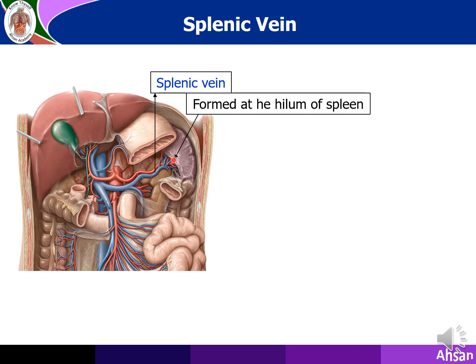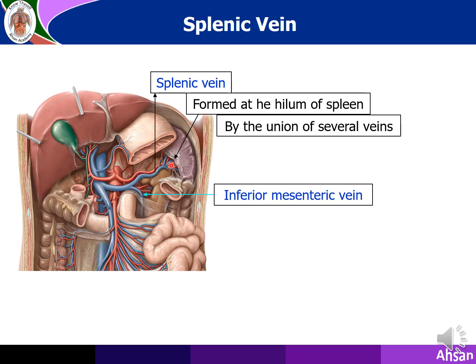So the spleen has a hilum. The number of small veins coming out through this hilum fuse together to form this splenic vein. So a series of veins are there. Actually, the spleen has a lobulated appearance, and from each lobe these veins are coming out. This splenic vein on the way receives a vein from below. This is the inferior mesenteric vein.